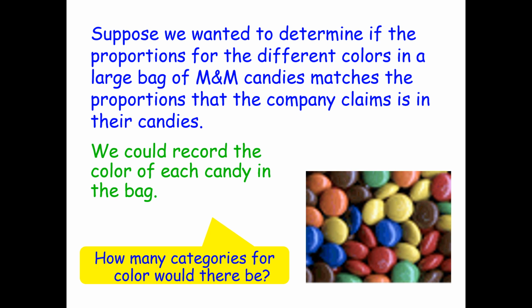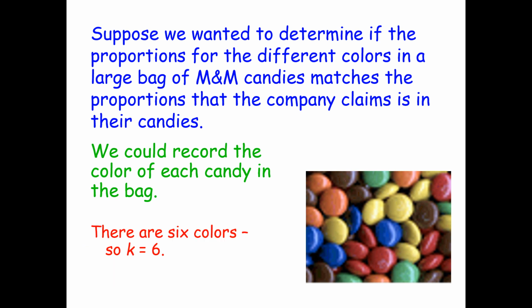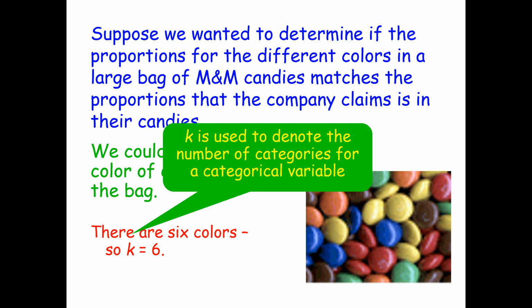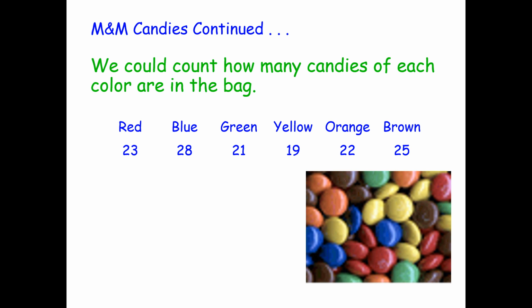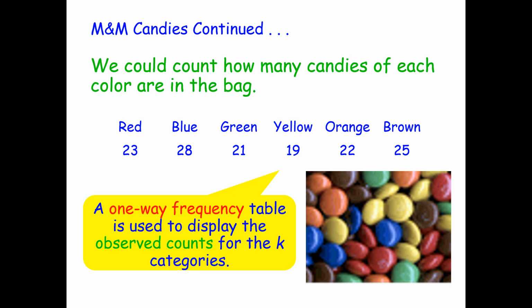So how many categories for color would there be? Well, there are 6 colors of M&Ms, so we would have 6. So here K equals 6, and K is used to denote the number of categories for a categorical variable. Now we could count how many candies of each color are in the bag. So let's say that we had 23 red, 28 blue, 21 green, 19 yellow, 22 orange, and 25 brown. A one-way frequency table is used to display the observed counts for the K categories.